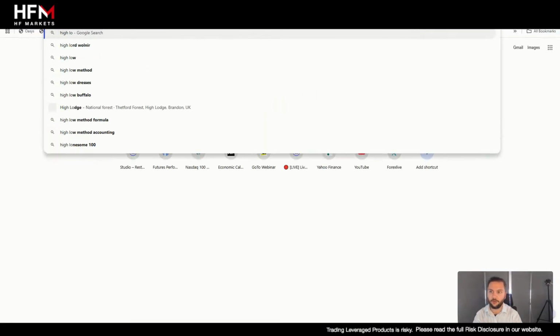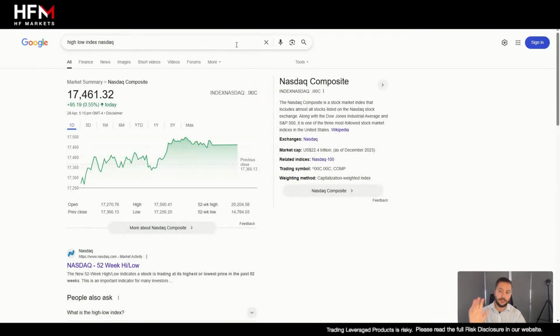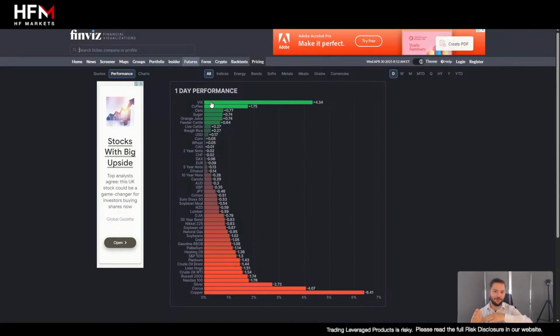There's also the high-low index for the NASDAQ. That's another indication of risk as well. There's lots of different types of indications of risk. One of the well-known indications is the VIX, the volatility index. If that's increasing in value, like we can see here, it's the one asset which is increasing most in value today, then that's indicating that cautiousness is increasing and the risk appetite of the market is declining. So that's going to pressure the stock market, not just the NASDAQ, but across the board.